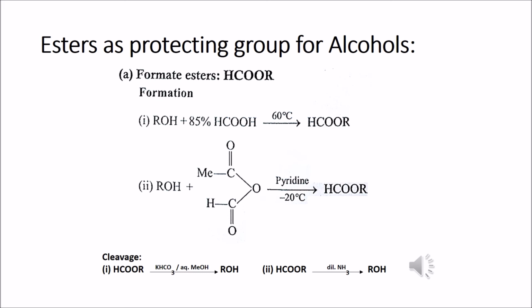A formate ester can be cleaved selectively in the presence of an acetate, with methyl alcohol at reflux or dilute NH3. Formate is cleaved 100 times faster than acetate or benzoate ester in dilute HNO3. The reaction is given over here.